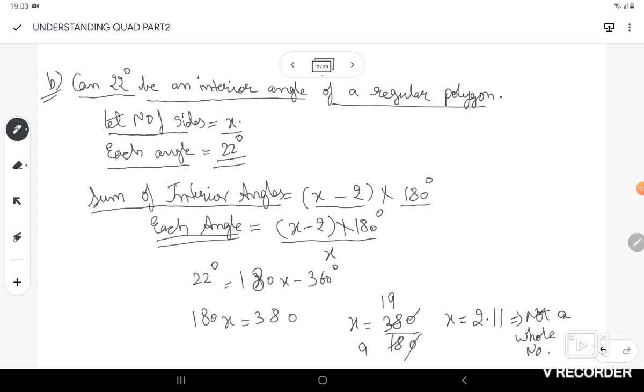So each angle would be equal to the sum of the interior angles divided by the number of sides, that is (x minus 2) into 180 degree divided by x, and each angle is given as 22 degree. On putting the value we get 22 degree equal to (180x minus 360) divided by x, and 180x minus 22x gives 158x equal to 360, and x comes out to be equal to 2.28, which is not a whole number. So we cannot have a regular polygon with each interior angle as 22 degree.